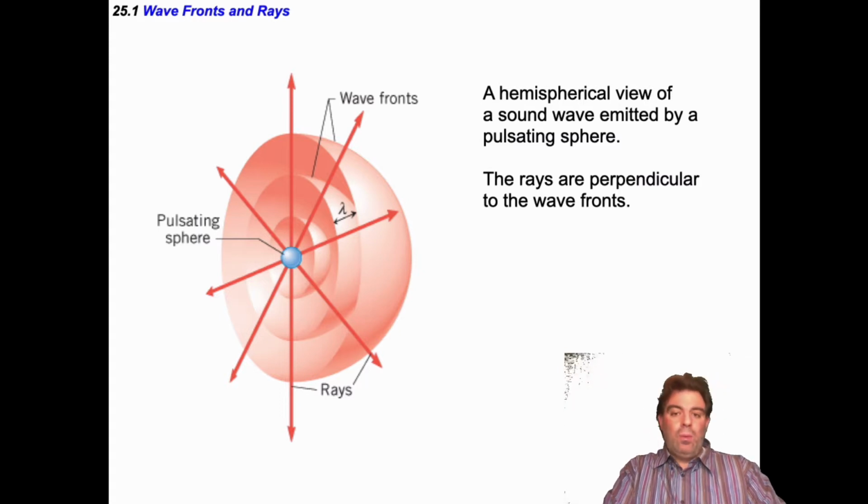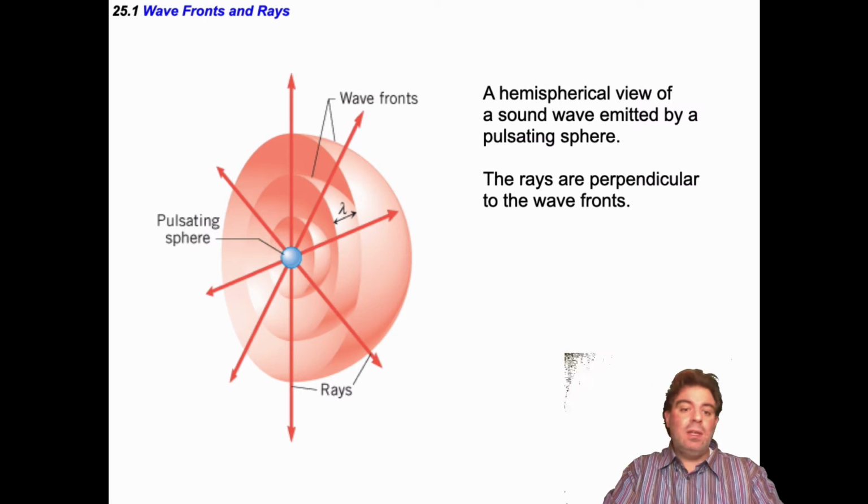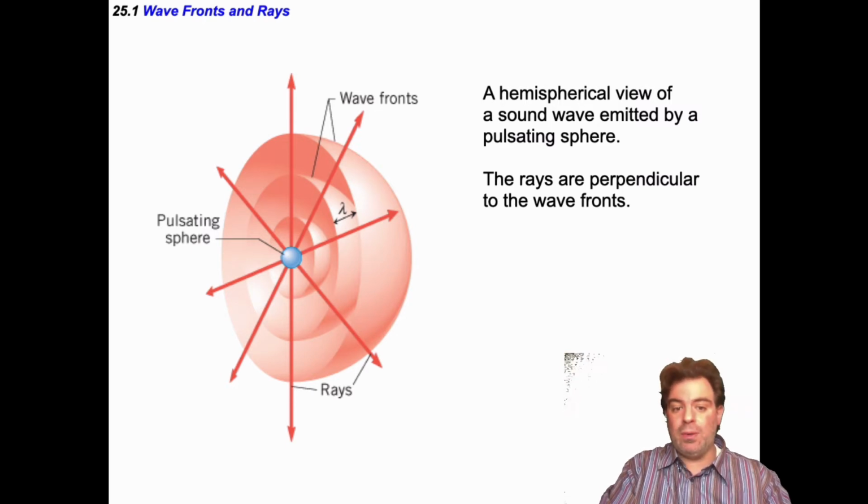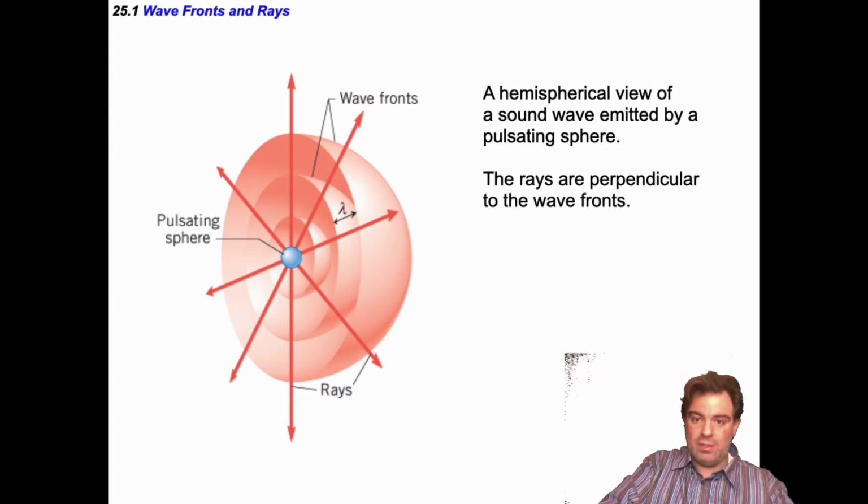So, one of the properties that we spoke about waves is that they exhibit wavefronts. Wavefronts are simply waves that are in phase with respect to each other. As you can see from the picture, the crests and the troughs correspond perfectly around a pulsating sphere. Now, the way we represent wavefronts in physics is through light rays. Light rays are always perpendicular to the wavefronts.